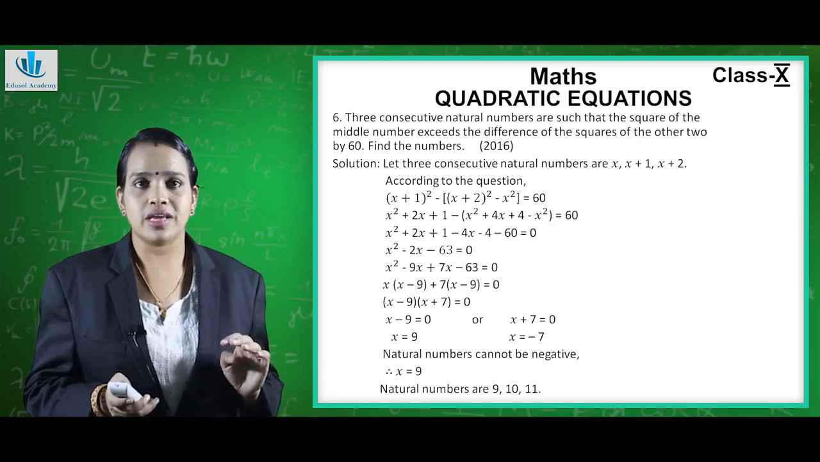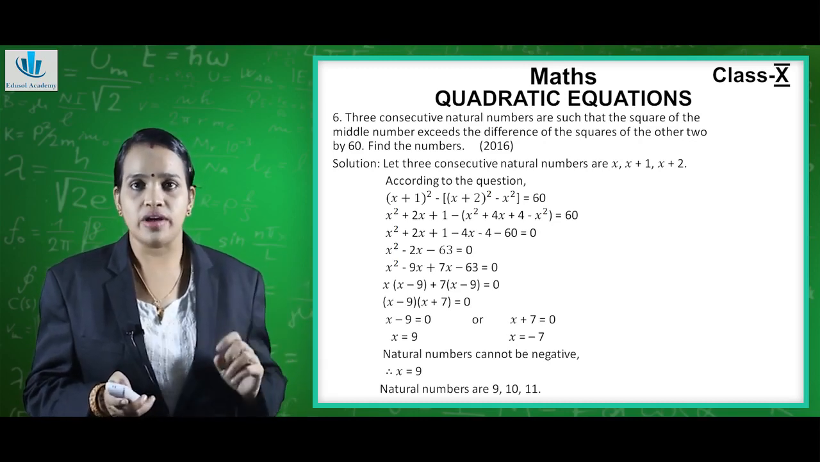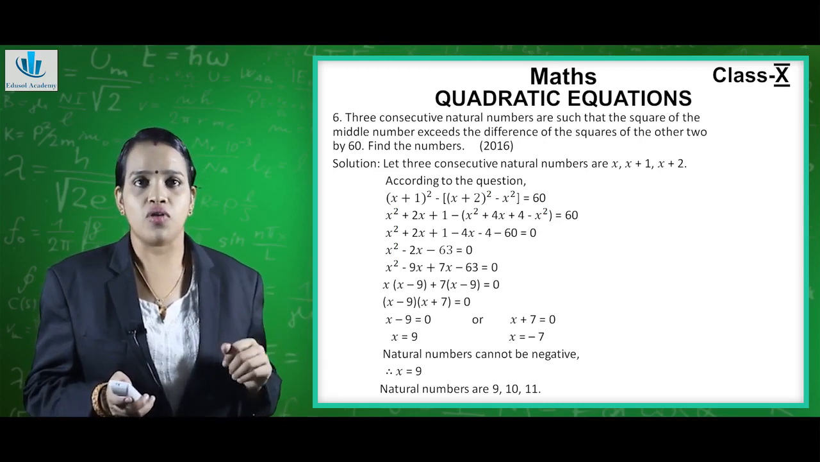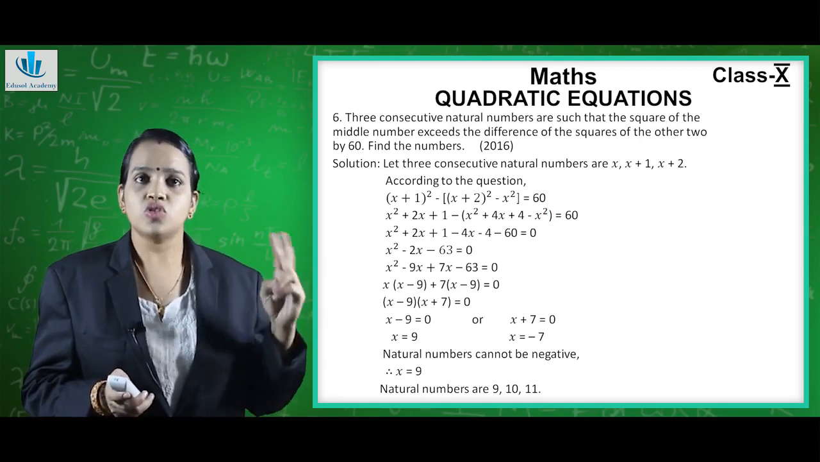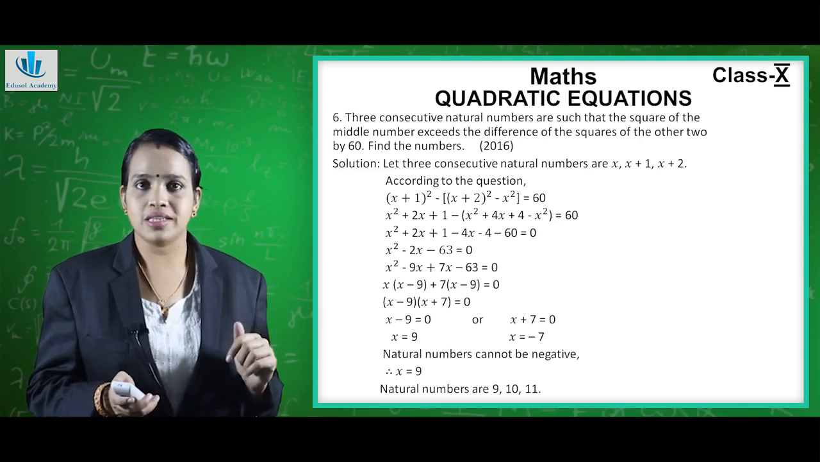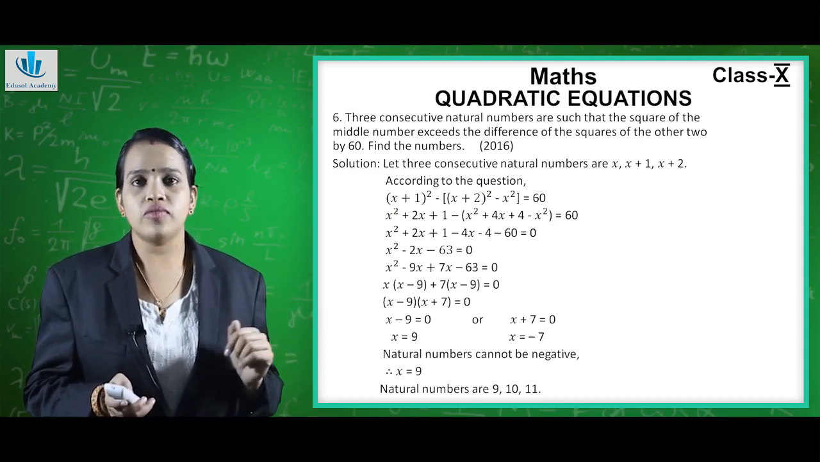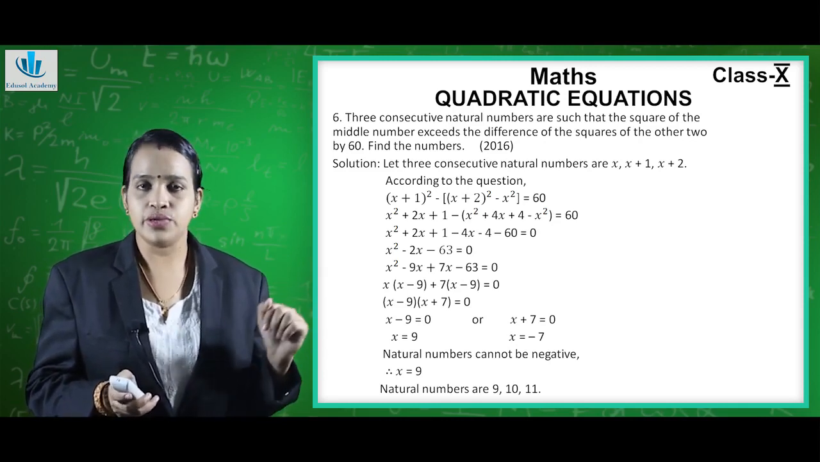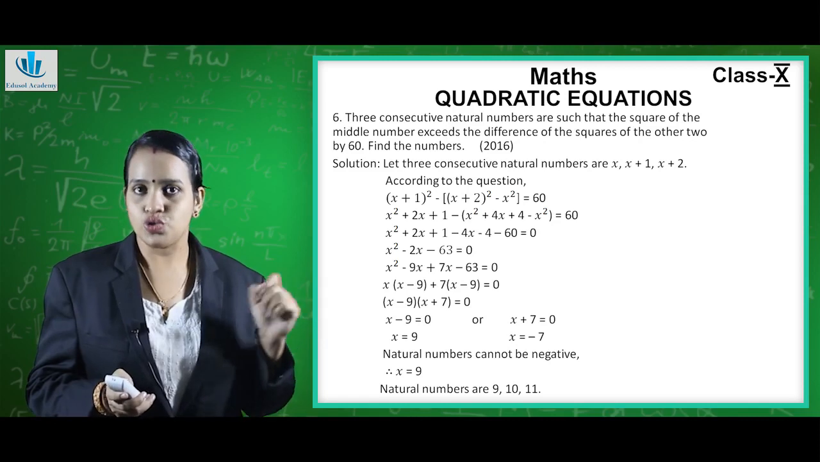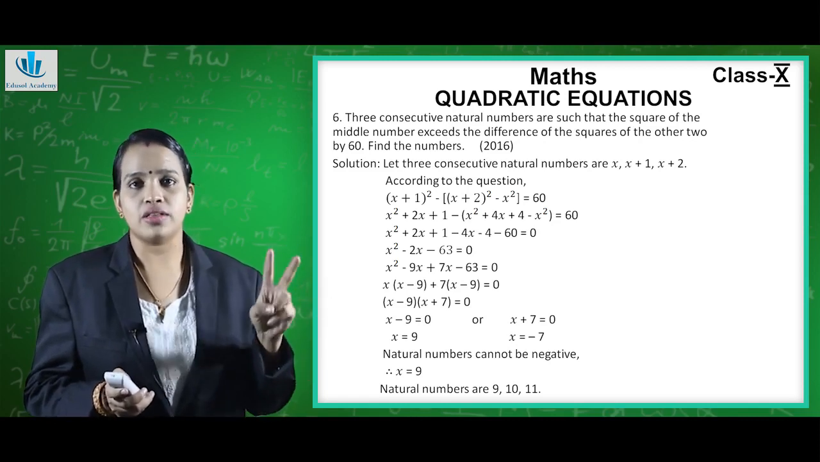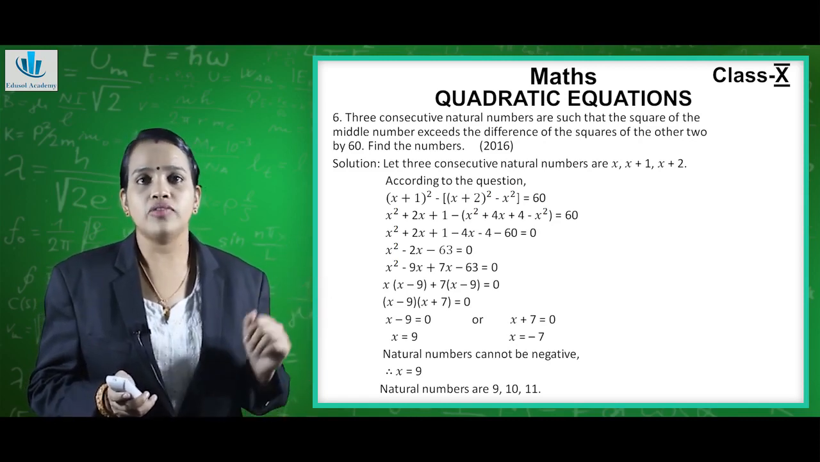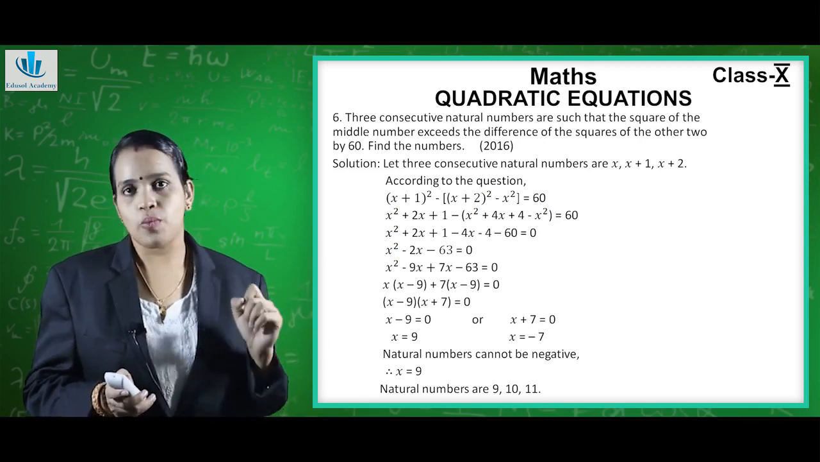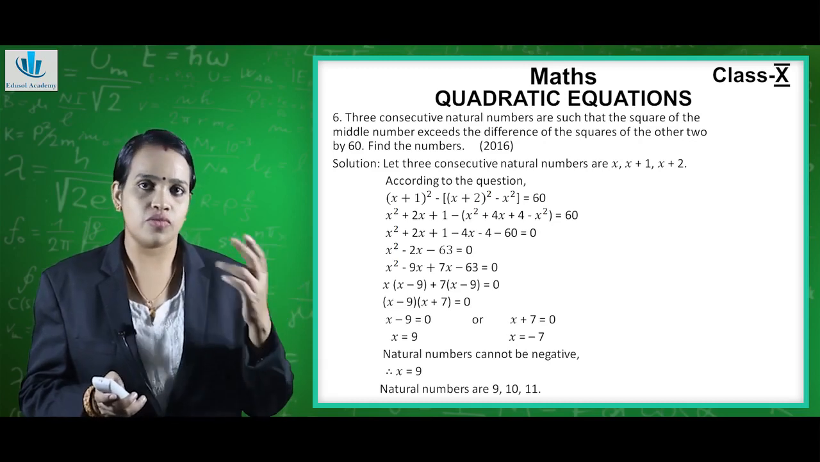In the question it is said that when the middle term is squared, that is x plus 1 whole raised to 2, it exceeds the difference of the squares of the other two numbers. So our other two numbers are x and x plus 2. So when the difference it exceeds, we will write it as minus, x plus 2 whole raised to 2 minus x raised to 2, that is, the other two terms are squared here, and it will be equal to 60. It is given in the question. Now we have formed the equation. Now we have to solve it.